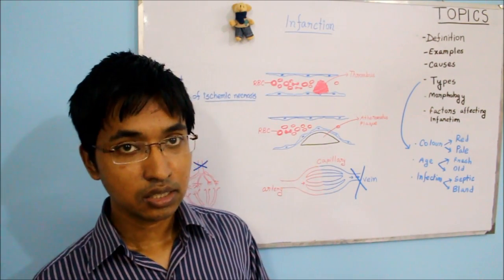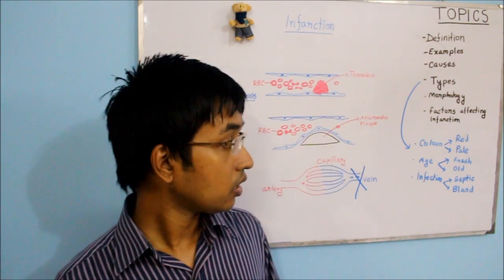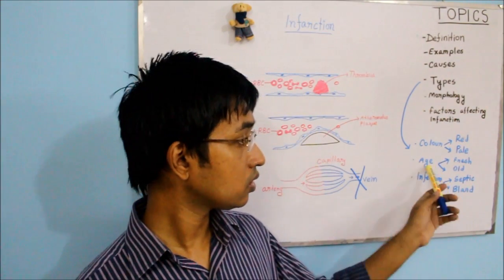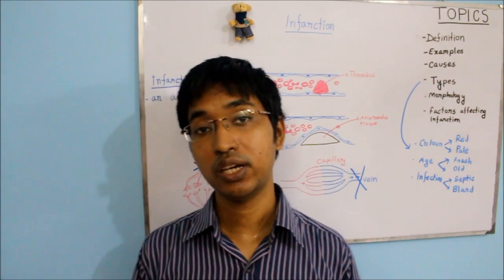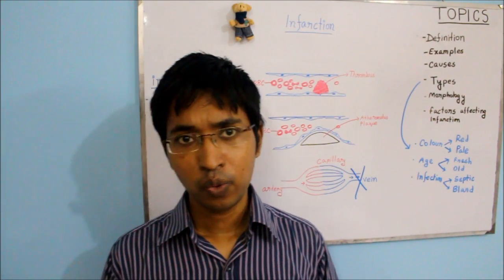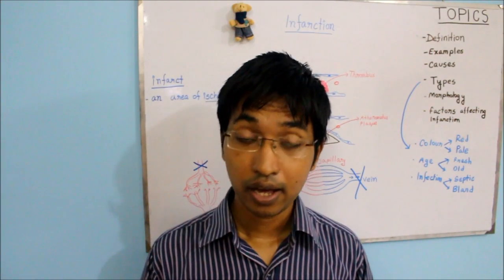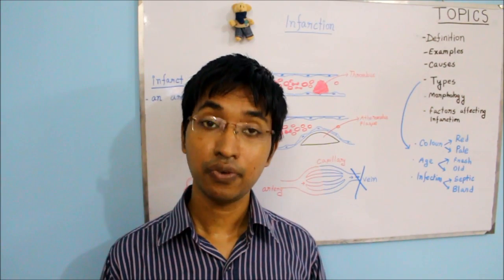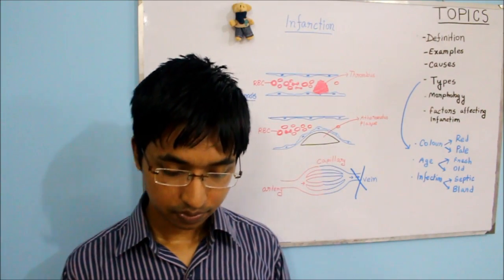Moving on to the next type of classification, and that was according to age. According to age, an infarct can be fresh or old, and we will talk more about this when we discuss the morphology. The third way we can classify an infarct is according to presence or absence of infection. When an infarct is infected, that is known as septic infarct, and when there is no infection in the infarcted area, that is known as bland infarct.